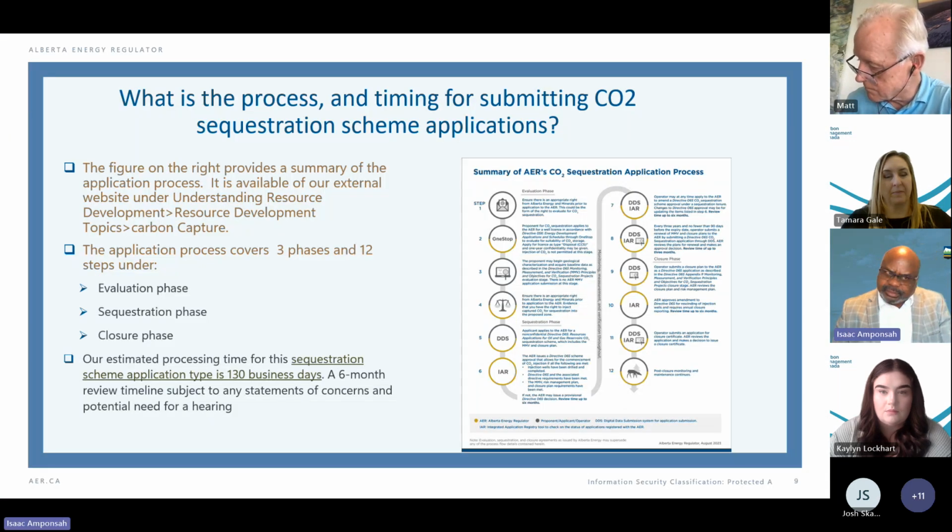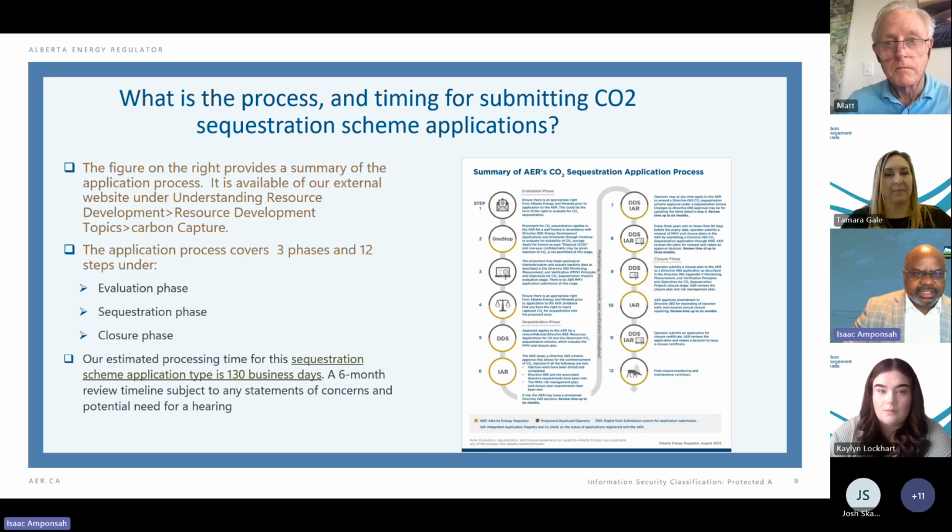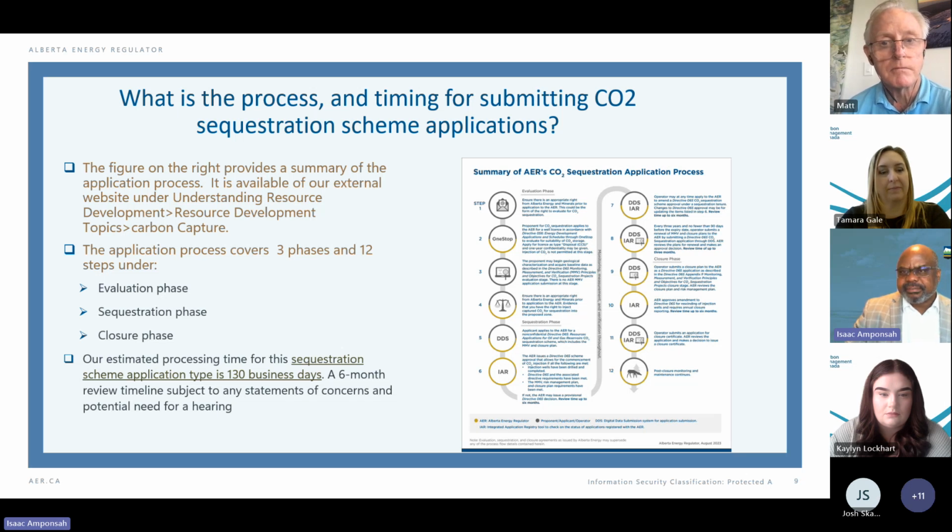So what process and timeline do we have when it comes to the sequestration scheme? When I talk about this process for sequestration scheme, I'm not talking about the application process for capture. The application process for capturing the CO2 is a different process. So for example, if somebody has an oil sands processing plant, an upgrader, for instance, or a processing plant, and you want to build a capture unit as part of the integrated facility, then they have to apply to amend the existing scheme approval or the approval that they have for that particular facility. So that's a different process.